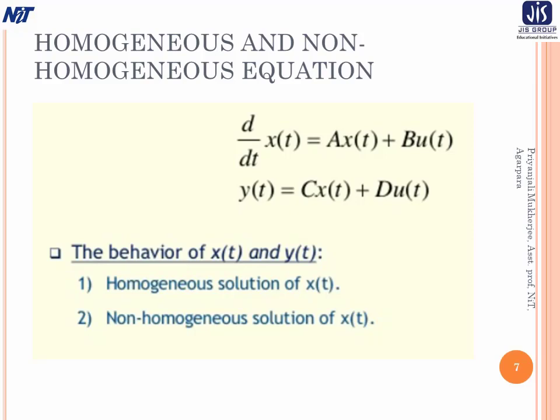And zero state response means the output of the system is obtained due to the inputs only, and all the initial conditions of the system are 0. And zero input response represents the response due to the initial conditions only, where we have assumed all the inputs to the system are equal to 0. So these are the basics of the homogeneous and non-homogeneous equation, and we can use the Laplace transform method to solve the homogeneous and non-homogeneous equation.